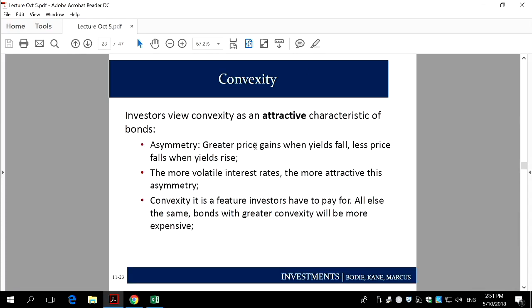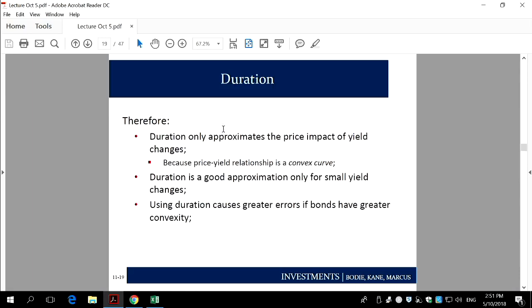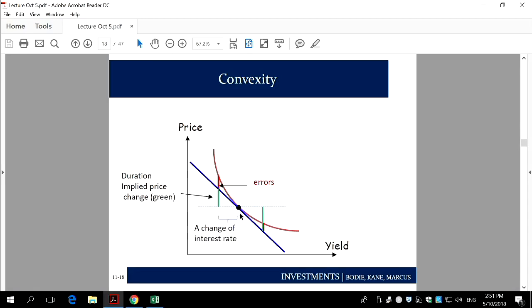Okay. Investors view convexity as an attractive characteristic of a bond. Convexity is attractive. It's a measure of asymmetry. Why? That means if a bond, all else equal, has higher convexity, the bond would sell at a higher price. Why? Convexity is good. It's just from this simple graph.